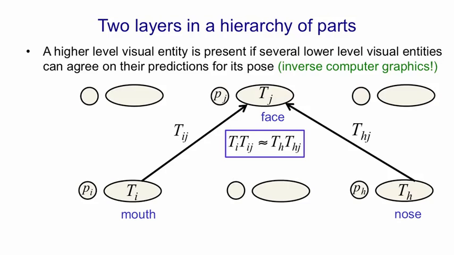What we're doing here is inverse computer graphics. In computer graphics, if you knew the pose of the face, you could compute, by using the inverse of Tij, the pose of the mouth, and similarly for the nose. So in computer graphics, you're going from poses of larger things to poses of their parts. In computer vision, you need to go from the poses of the parts to the poses of larger things, and you need to check consistency when you do that.